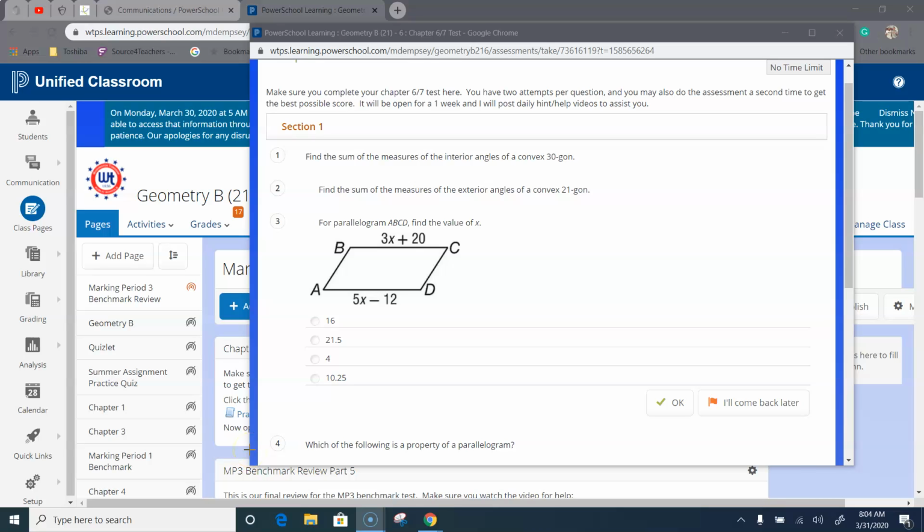Okay, your chapter 6-7 tips of the day. We have number 3 and number 4 I'll look at with you. You've got parallelogram ABCD, which means opposite sides are parallel and congruent. So 3x plus 20 should be equal to 5x minus 12. That should be some help in getting you to solve number 3.